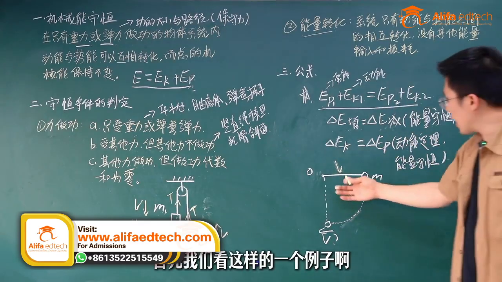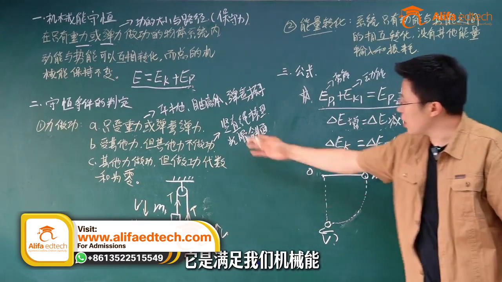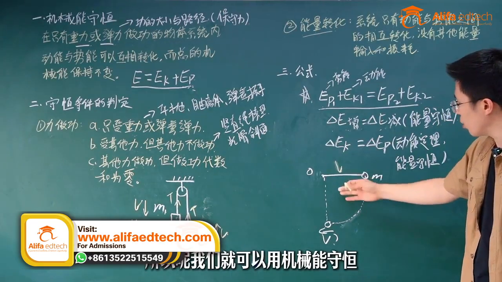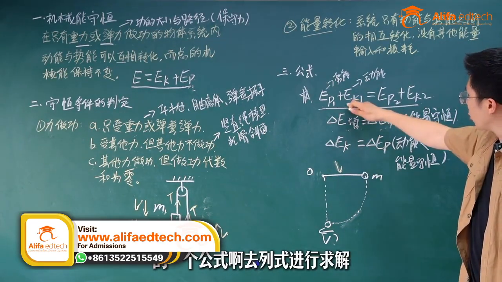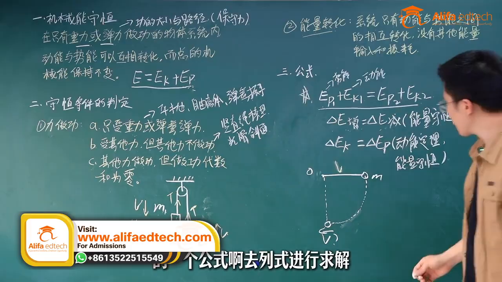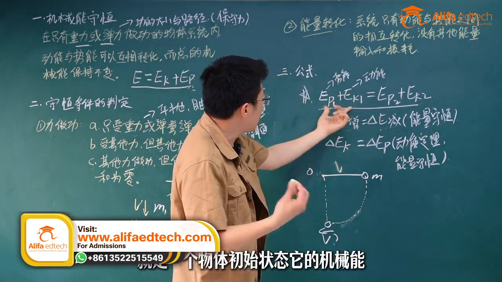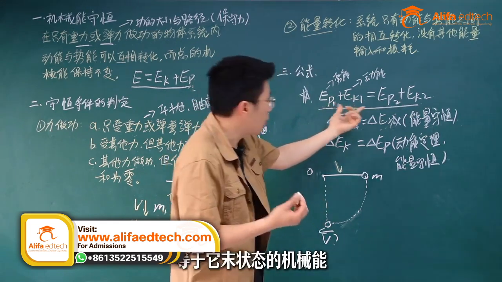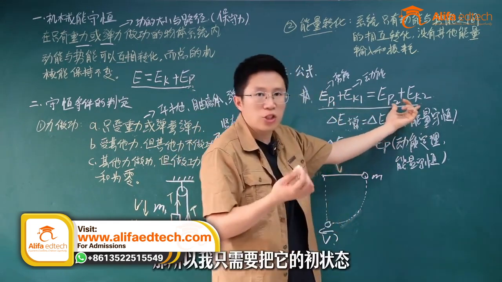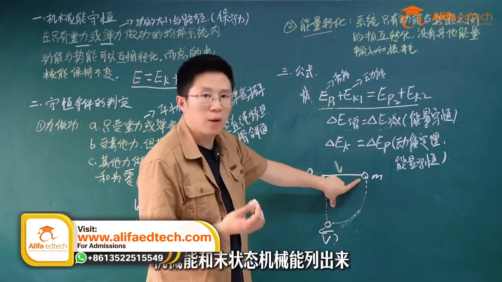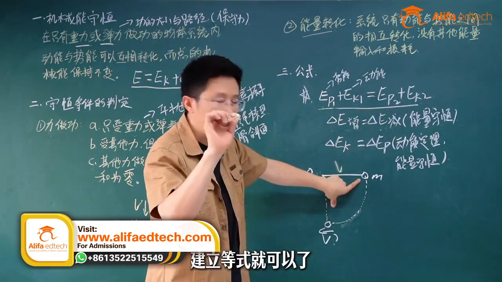First, let's look at this example. It satisfies the condition for the conservation of mechanical energy, so we can use the formula for mechanical energy conservation to set up the equation and solve the problem. According to the formula we just discussed, the conservation of mechanical energy means that for an object, its mechanical energy in the initial state is equal to its mechanical energy in the final state. So I just need to write out the mechanical energy in the initial state and the final state and set up an equation.